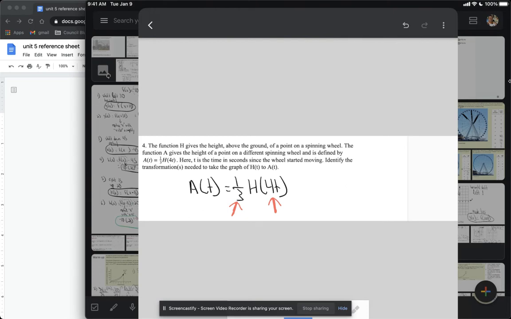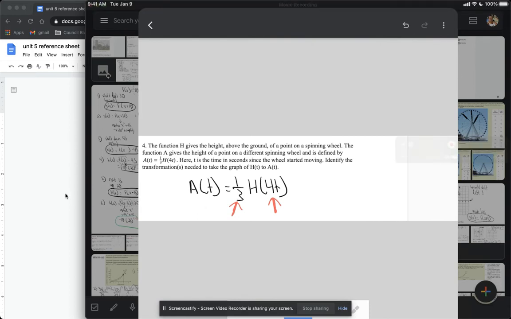So I rewrote it so I had a little more room here. And you'll notice I put 2 arrows in because there are 2 transformations. I'm multiplying by 1/3 outside the parentheses, and I'm multiplying by 4 inside the parentheses. That tells me there's going to be 2 transformations. They both involve multiplication, which means they're both going to be stretches or squashes. They're both going to be dilations.